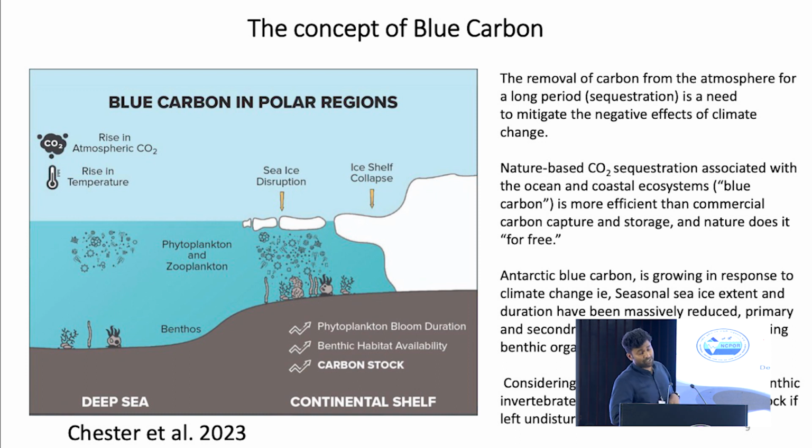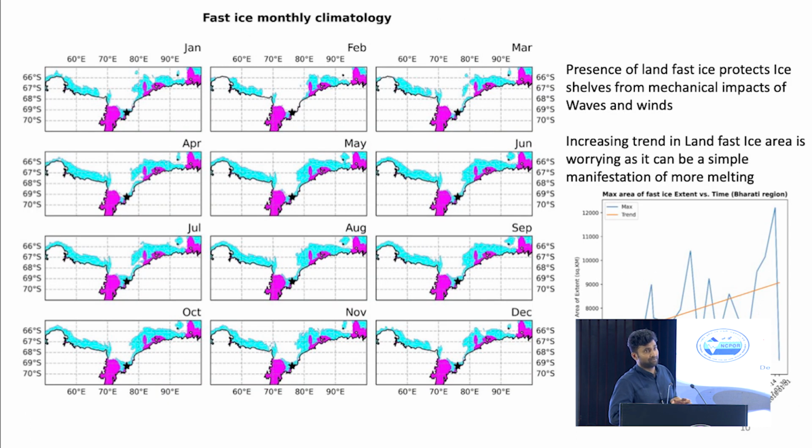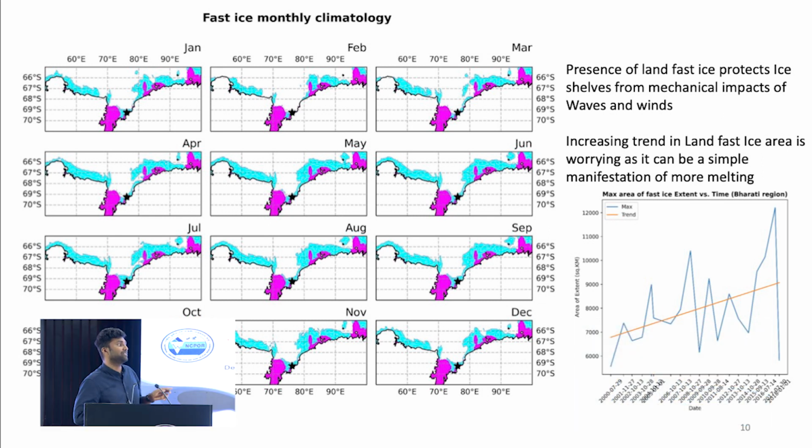This is our Pittsburgh region where our Indian Antarctic station is, and you see the land fast ice. We are not talking about sea ice. This is the land fast ice which is attached to the land. You can see throughout the year it is there, and if you see the trend, it is increasing from 2000 to probably 2016. After that there is a downward trend, but still it is increasing. So land fast ice is there.